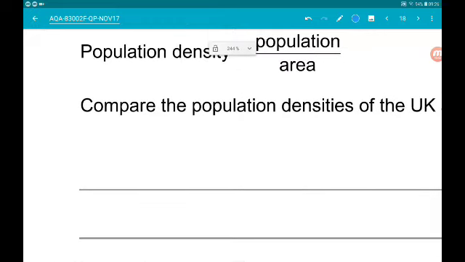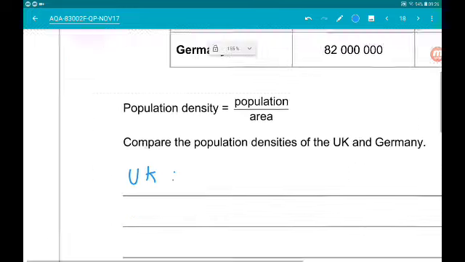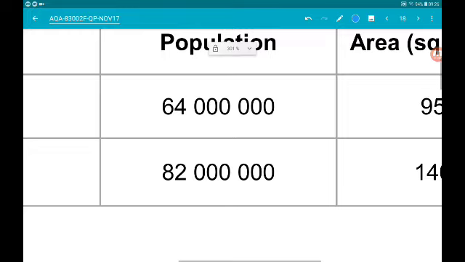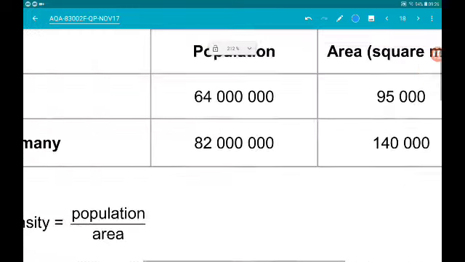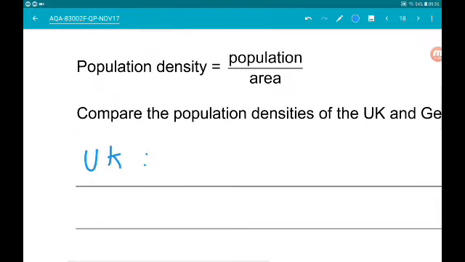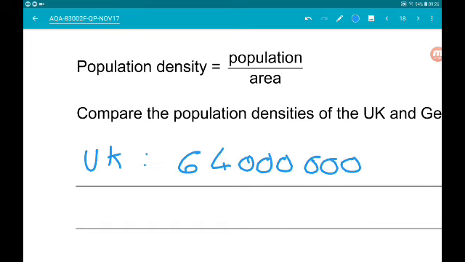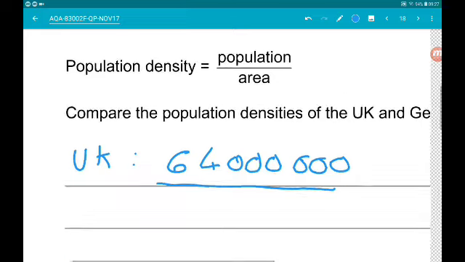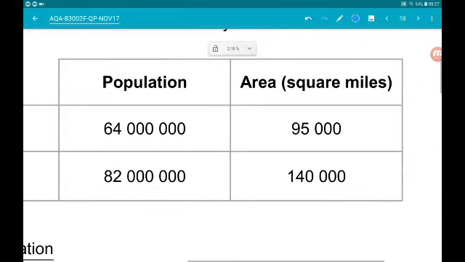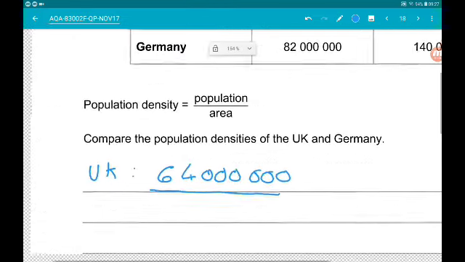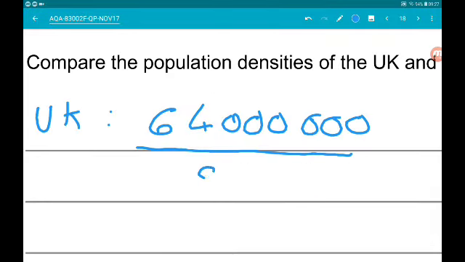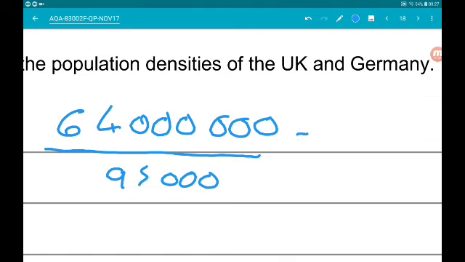Okay, so for the UK, we get 64 million over the area, which is 95,000. Okay, let's see what we get for that.